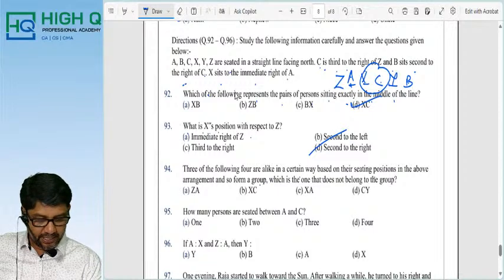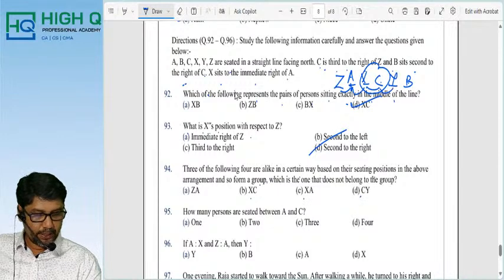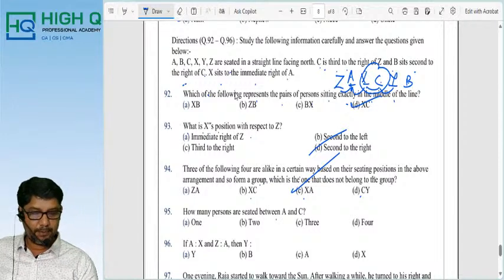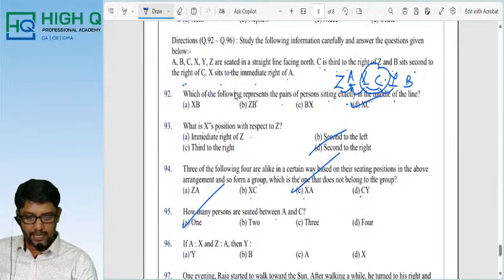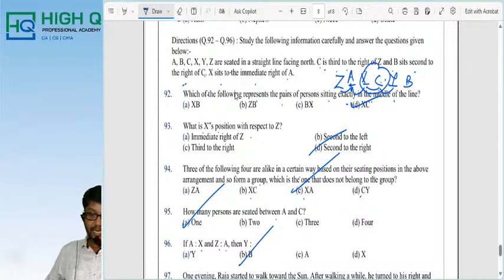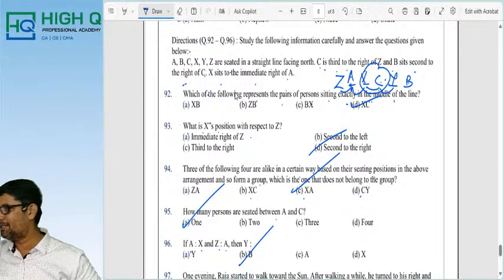See, first one ZA, okay. Next one XC, okay. But XA, reverse order, CY, okay. So XA. How many persons are seated between A and C? Now, A, X, Z, A, Y is what? B. A, X, Z, A, so Y must be B. Alternate, like adjacent people.